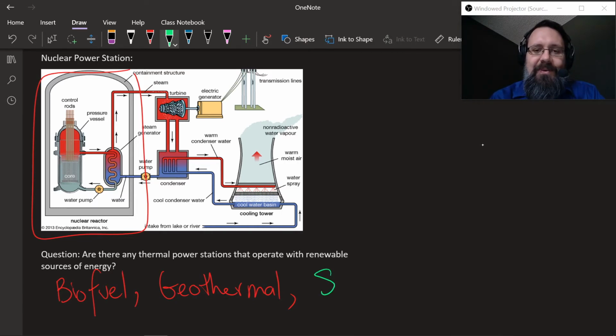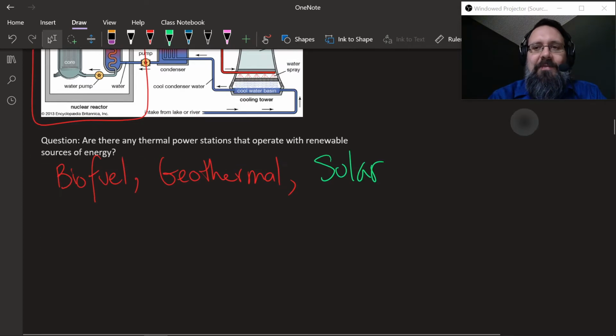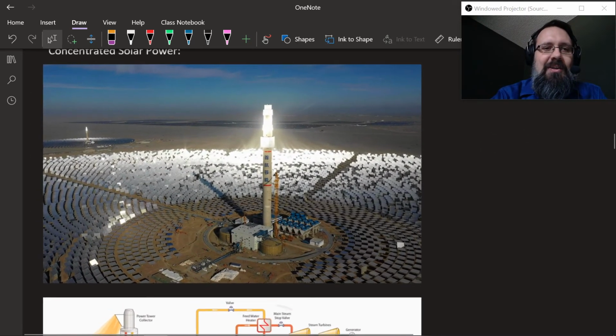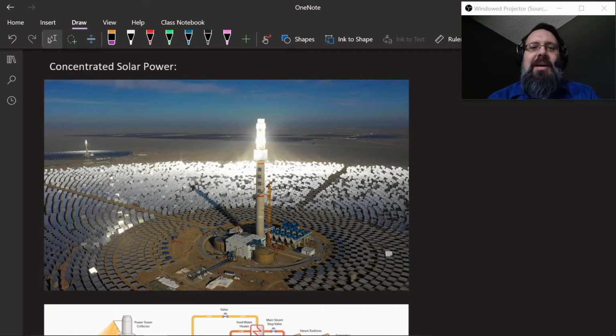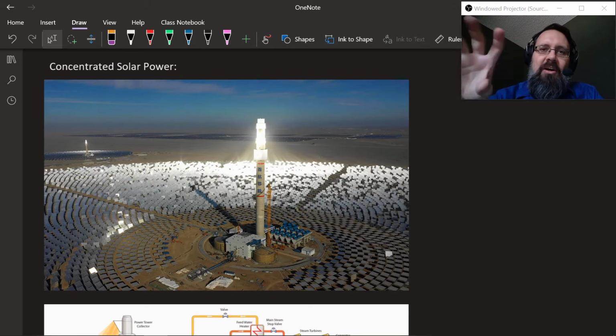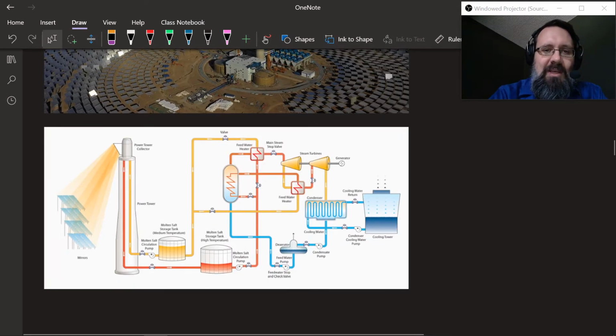Solar? It is solar. Let me show you guys a few pictures. So this is a concentrated solar power plant. Jordan was talking about this last time, when he drove down to the West Coast and saw one of these things. You have all these mirrors concentrating all of this solar energy onto one spot. And then that one spot is filled with, I'll show you a schematic of how that works.